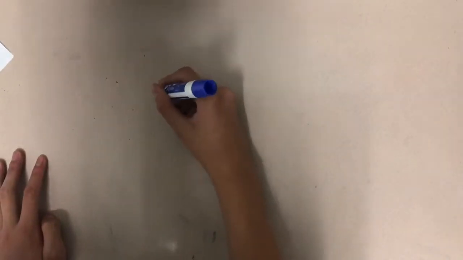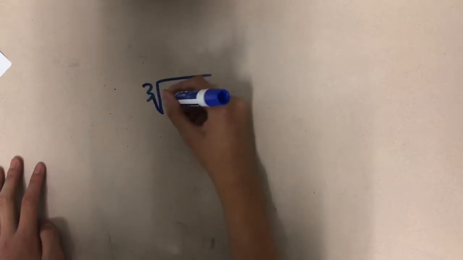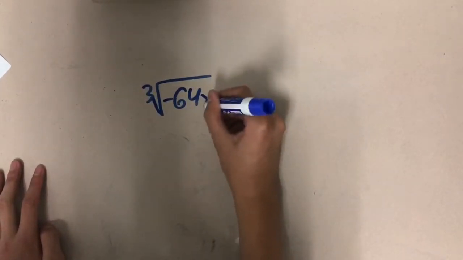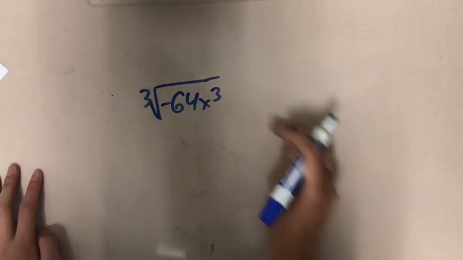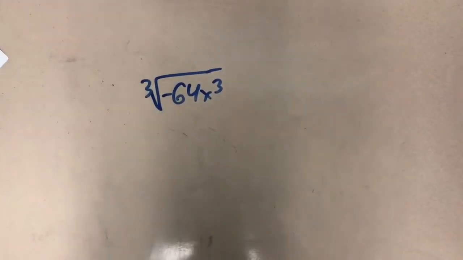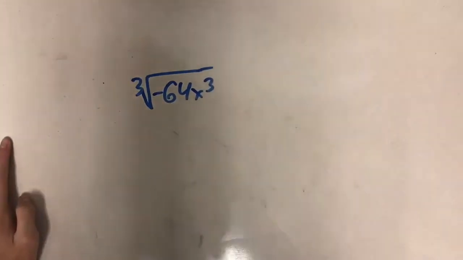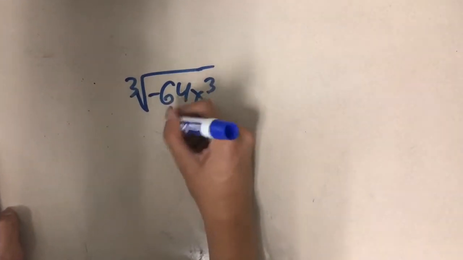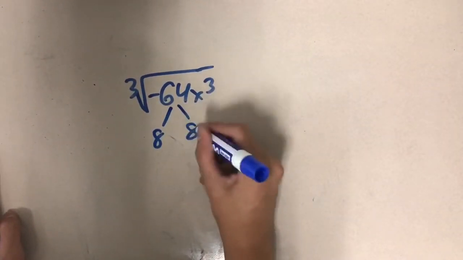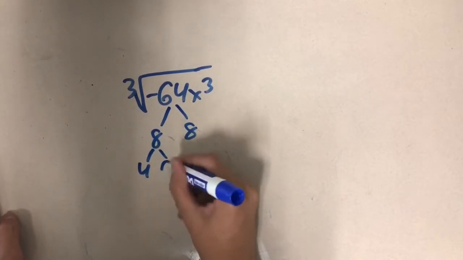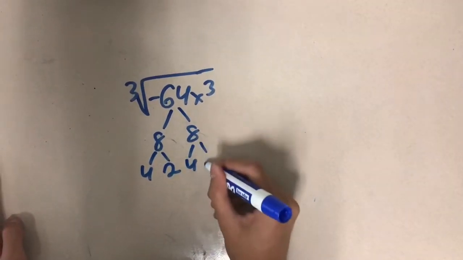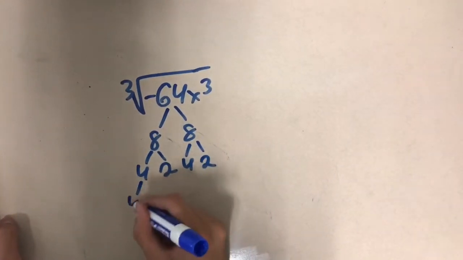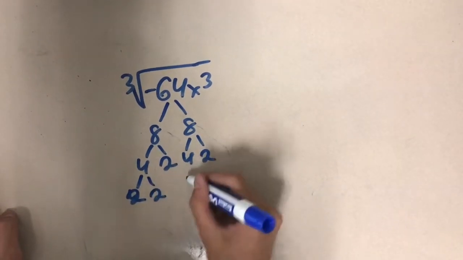For the last example, we will be going over imaginary numbers and cube roots. Our number is going to be the cube root of negative 64x cubed. And since it's a cube root, you have to take 3 factors out of that number instead of 2, which is normally for square roots. So you factor down to 8 and 8. You factor that down to 4 and 2 for both of them. And you factor the 4's down into 2 and 2.